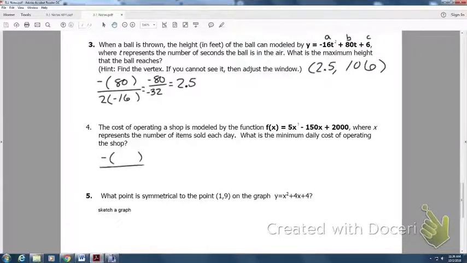Kate Sutters, what is the b value on the second one? What is the a value? That's going to give you an x value of 15. I want you to find the y value. 875 on that.